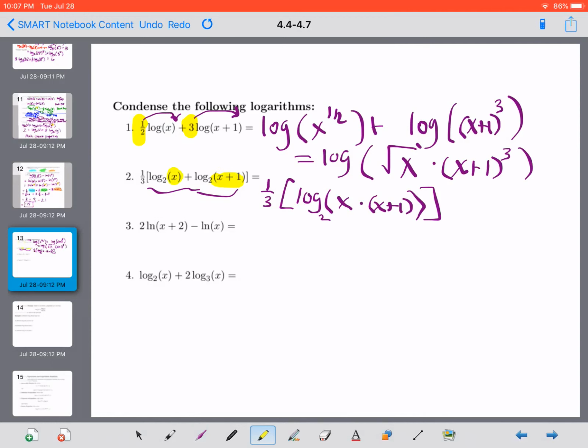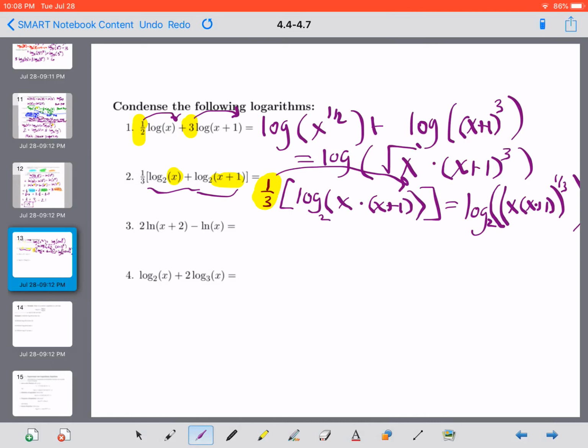And now I can take my coefficient on the outside and move it inside as an exponent using the power rule. So I can rewrite this one more time as log base 2 of x times x plus 1, all raised to the 1/3 power. Oof, this is messy. Just make sure it's clear that that 1/3 power is inside the log function and not outside. So just put one extra set of parentheses in there to make it clear.